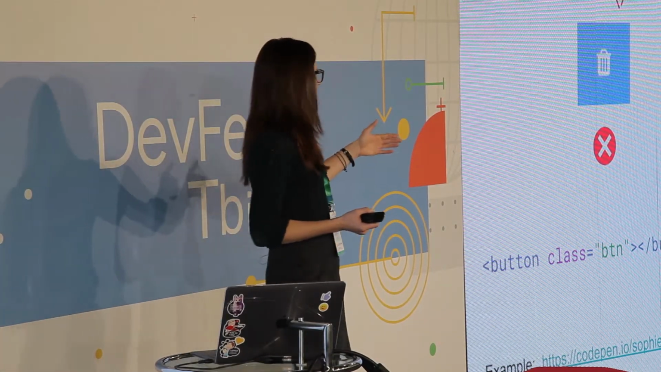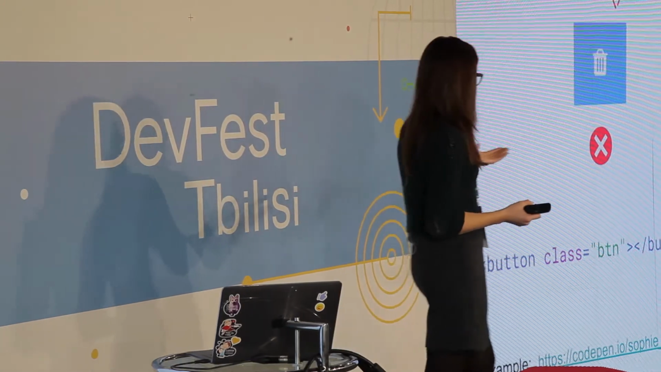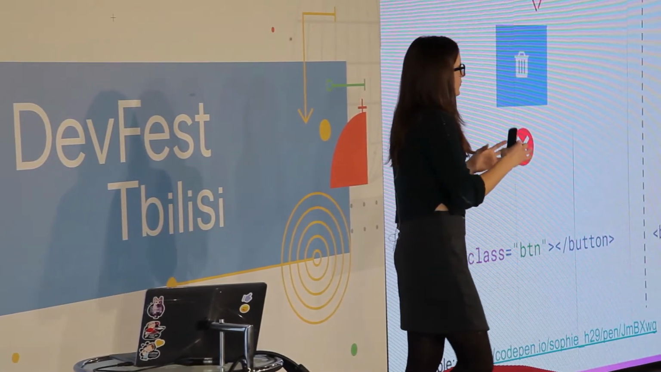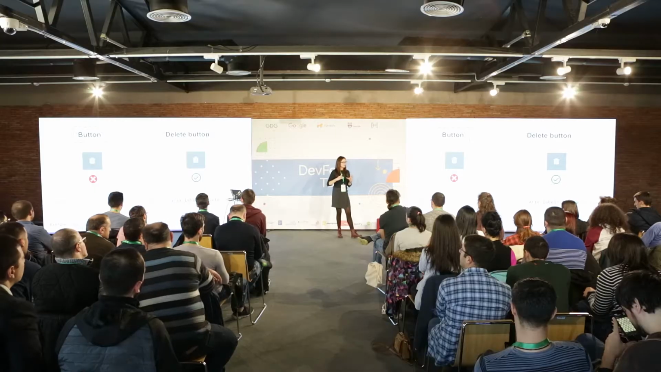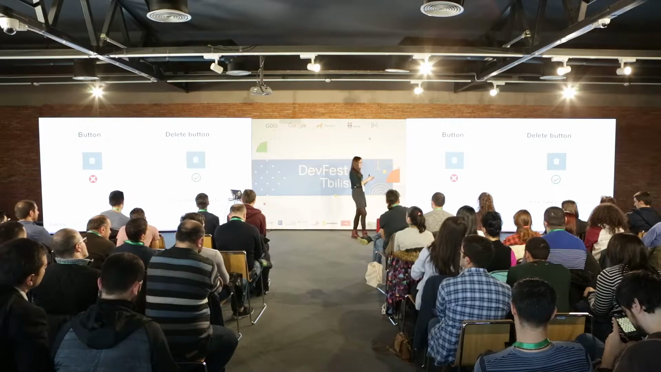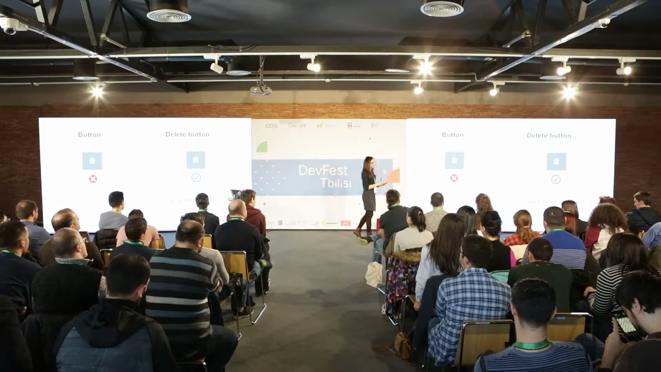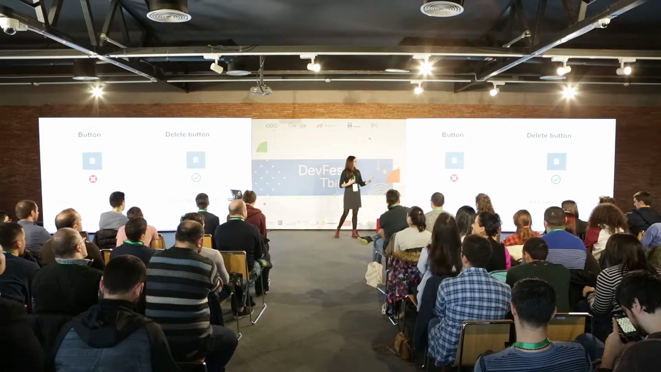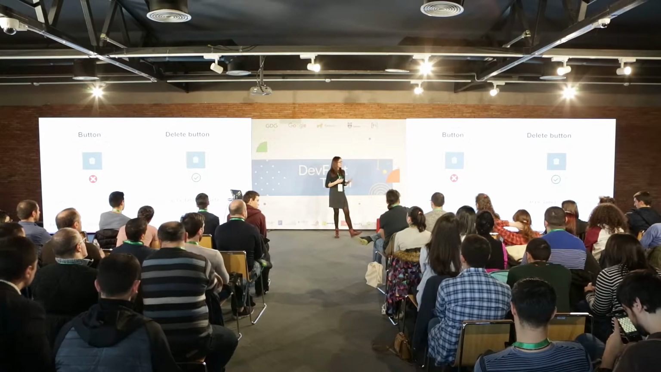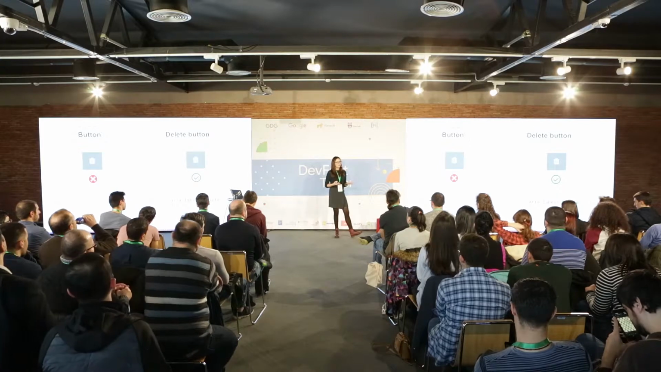And in that case, I used aria-label equals delete. So screen readers will read everything that you describe there. You can even write a long, long sentence. It will read it. And in that case, we can still give the correct meaning to the users. So it will read delete button.